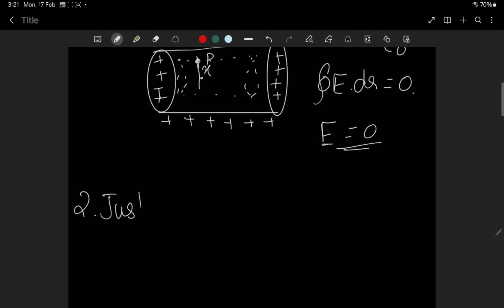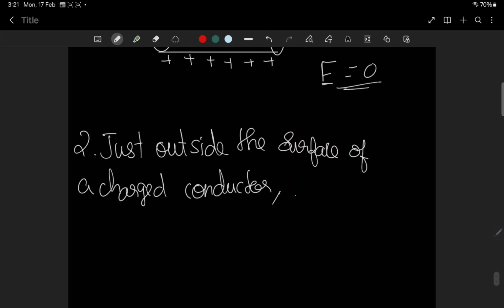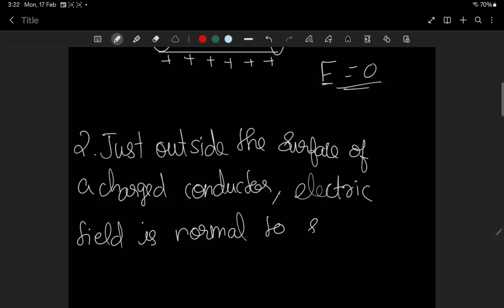Now the second property is that just outside the surface of a charged conductor, electric field is normal to the surface. Electric field is normal to the surface. Great. Normal to surface. Great thing, right? It's a very big thing.